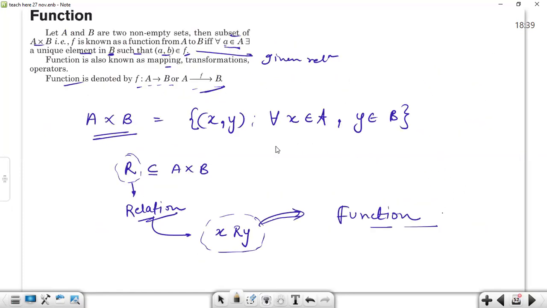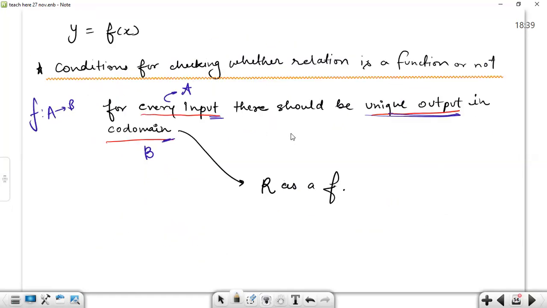Okay, let's go back to the definition. Now we'll be able to relate it well. Let A and B be two non-empty sets, then a subset f of the Cartesian product of both is known as a function from A to B. Now the condition starts: if and only if for all elements of set A, there exists a unique element in B such that (a, b) belongs to the function, to the relation. Okay, so let's take examples, then you'll be able to understand it well.